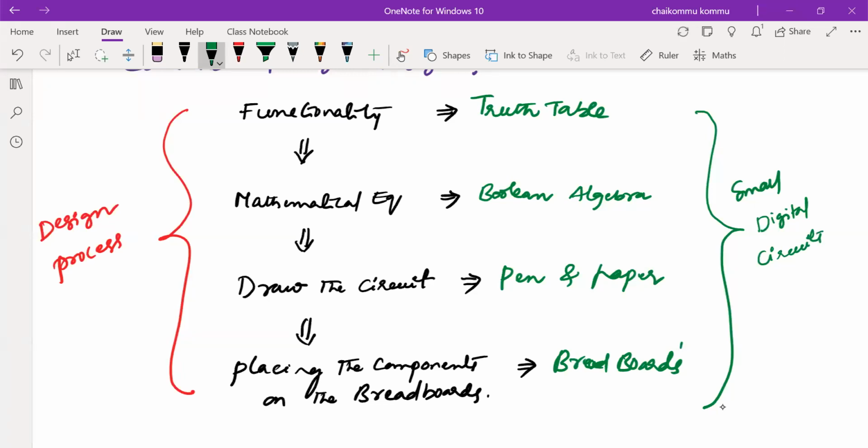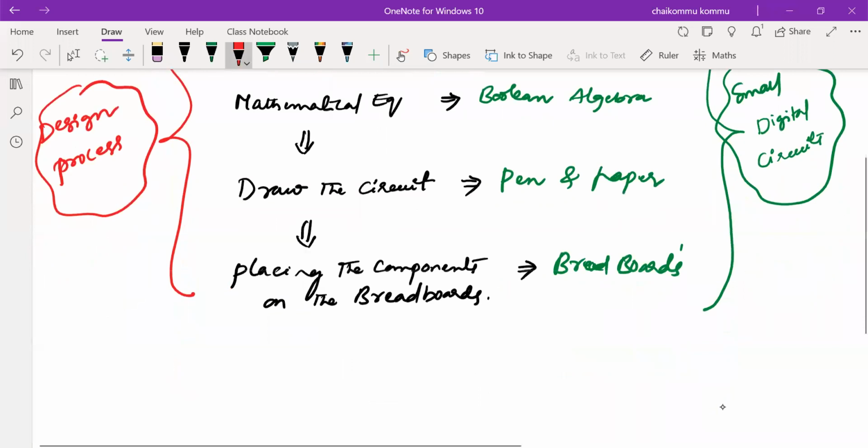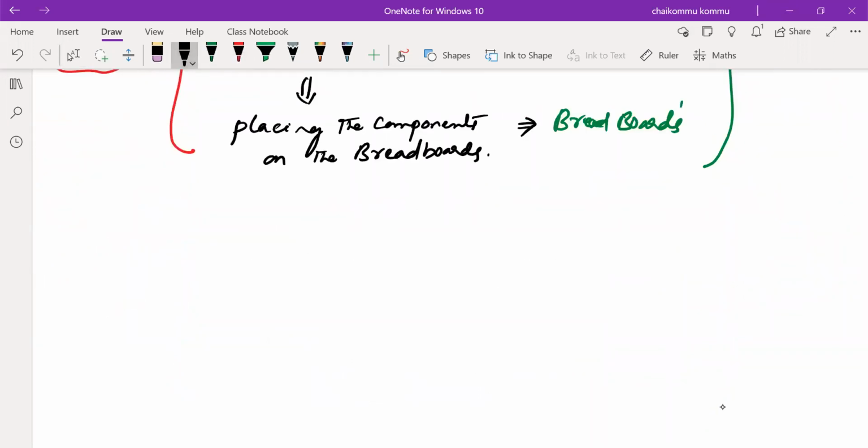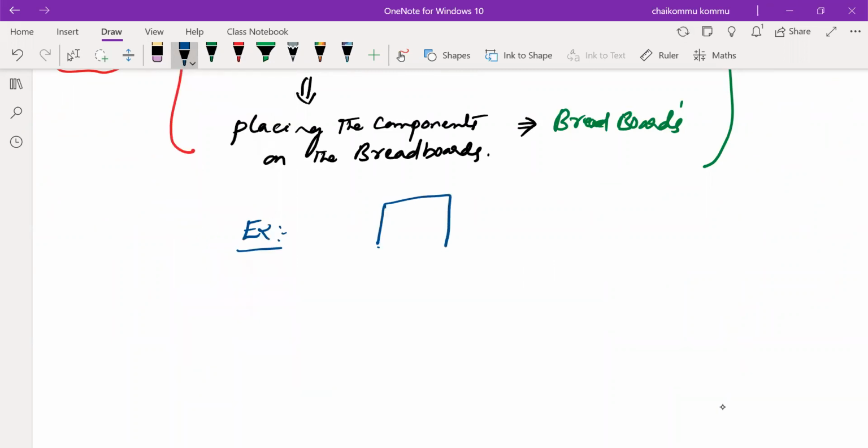Do you agree with me? So these things are acceptable for small digital circuits. Whatever design process we do here is acceptable for small digital circuits. Let us consider one example. In the last class I told you, let us consider a full adder. How many inputs does it have? Three input signals, and two output signals, sum and C out, right?